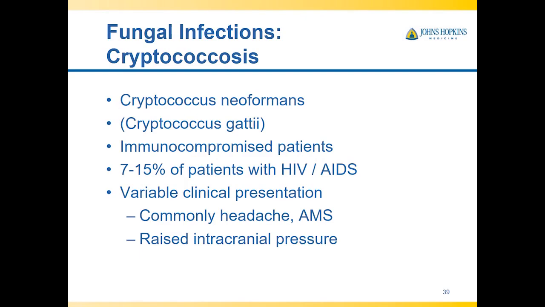We will look at cryptococcal infection. Cryptococcus neoformans is the fungus that is usually involved with cryptococcal infections that we see often in immunocompromised patients. A large number of these patients are patients with HIV or AIDS. There is variable clinical presentation, but the common presentation is headache, altered mental status, and raised intracranial pressure.